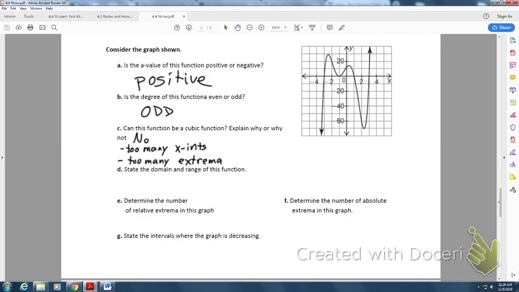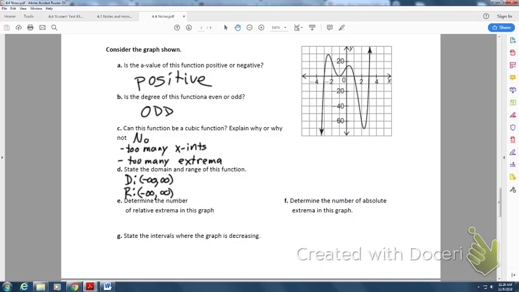State the domain and range of this function. Anytime it is an odd degree, your domain and range is always negative to positive infinity, unless it is a word problem that restricts your data.